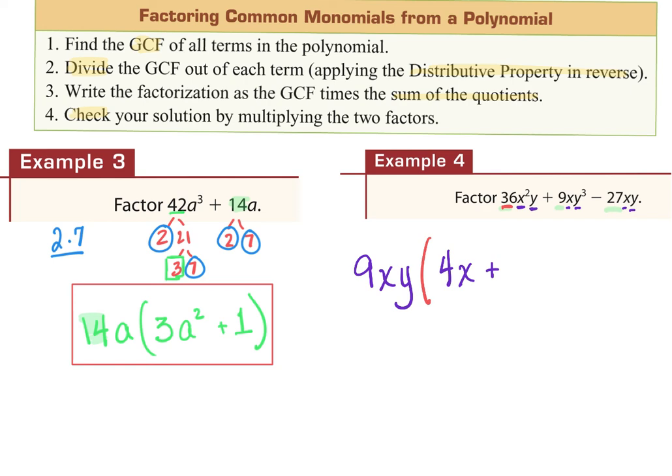9 divided by 9, what do I get? 1. I started with 1x. I took 1x out. How many x's do I have? I don't have any left here, right? 2 y's. So I started with 3 y's. I took 1 out, so I have 2 left. All right? Minus 27 divided by 9 is what? 3. I started with 1x. I took 1 out. I started with 1y. I took 1 out. Do I have any variables left? I do not. That is my answer right there.